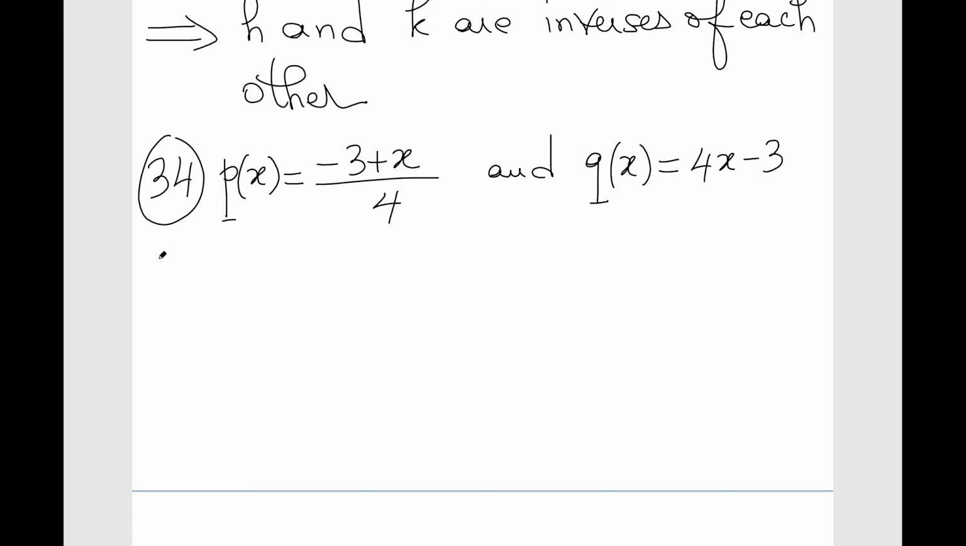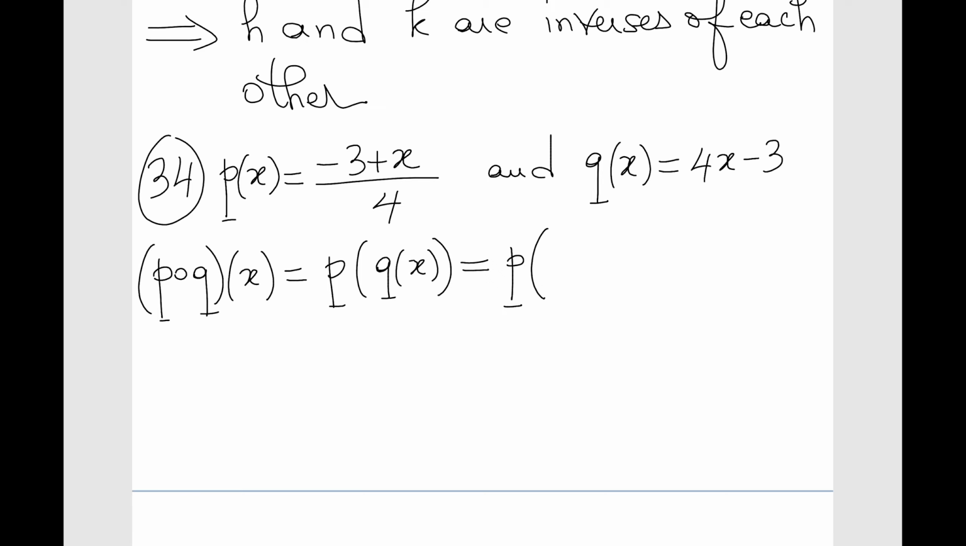So let's compose them. Let's start by composing p with q in this order, and let's plug in an x. If you do plug in an x, you get p of q of x, which means p of 4x minus 3. And what p does is it adds negative 3 to the input and divides the result by 4. And the input happens to be 4x minus 3 in this case. So that's going to be the quotient between negative 3 added to the input, which is 4x minus 3, and 4.